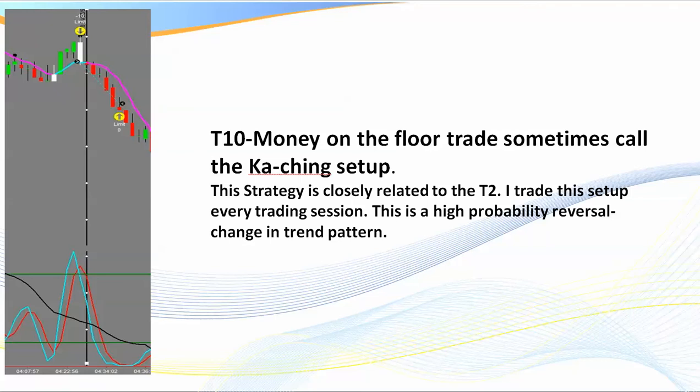One of my other top three is the T10. It's a money on the floor, sometimes called a ka-ching, and you can see there it comes up as a spelling error. Ignore that. This is why I'm recording it on PowerPoint. Today it's showing up that red line. I assume you can see that.